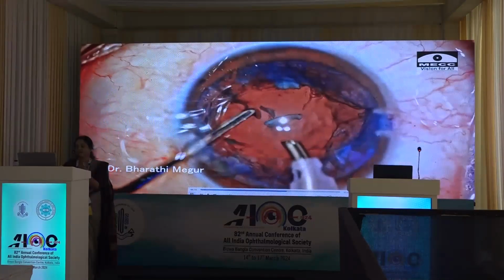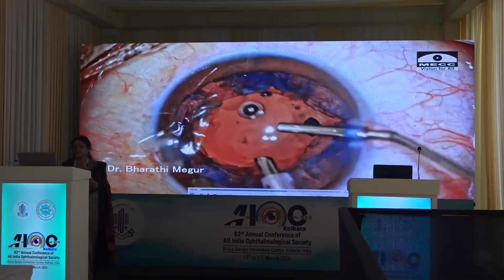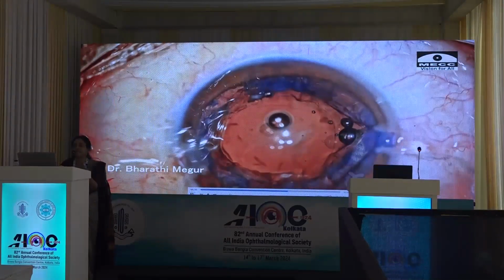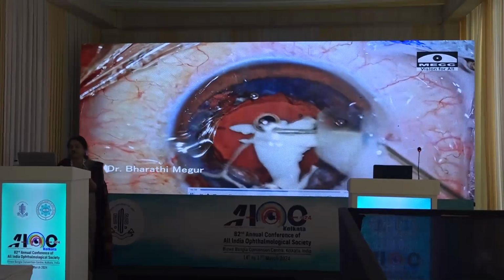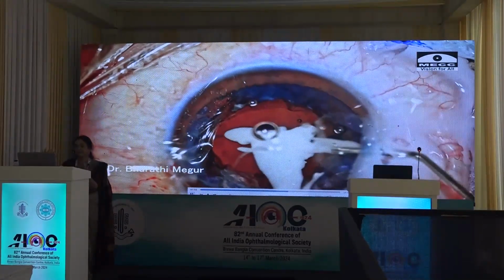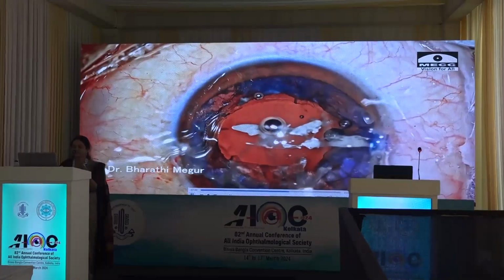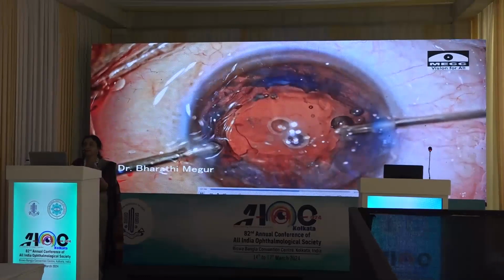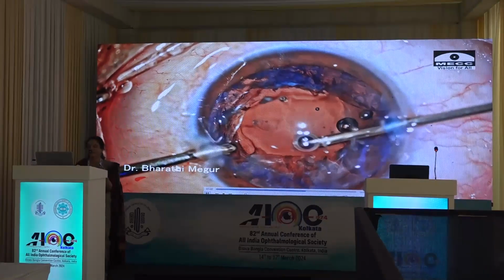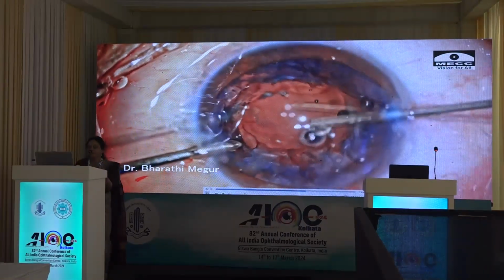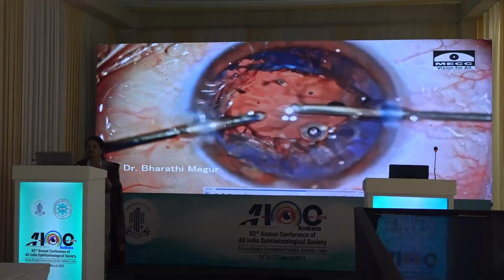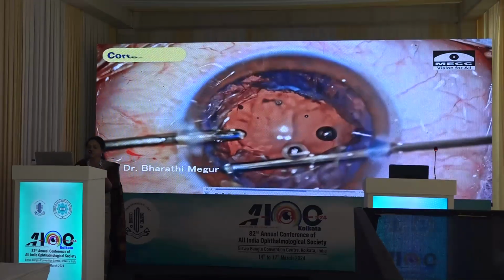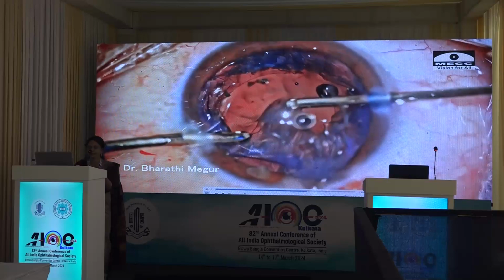So until this stage, there is no disturbance of the vitreous, and the vitreous itself is acting like a third hand trying to hold the nucleus up. This is a young patient. The vitreous is obviously in a gel form and there is no disturbance of the vitreous. So the cutter is being used to remove the cortex from within the bag.